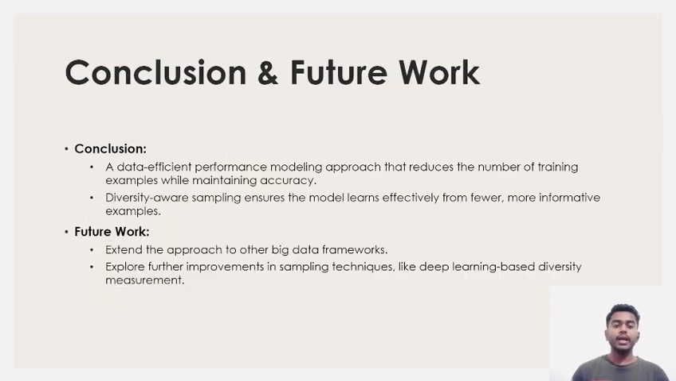So at last, the conclusion and the future work. The conclusion is a data efficient performance modeling approach that reduces the number of training examples while maintaining accuracy. Diversity aware sampling ensures the model learns effectively from fewer and more informative examples. The future work is to extend the approach to other big data frameworks and explore further improvements in sampling techniques like deep learning based diversity measurement.